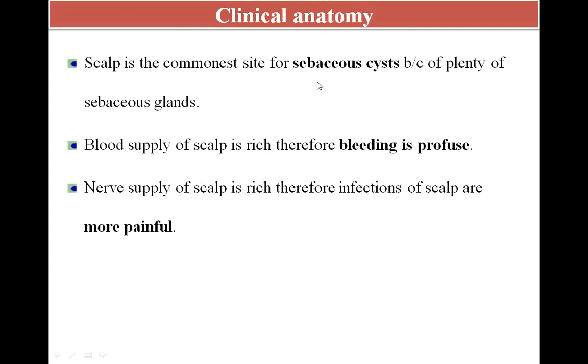The scalp is the commonest site for sebaceous cysts because plenty of sebaceous glands are present in the scalp. Blood supply of the scalp is rich, therefore bleeding is profuse when there are wounds of the scalp. Nerve supply of the scalp is rich, therefore infections of the scalp are more painful.